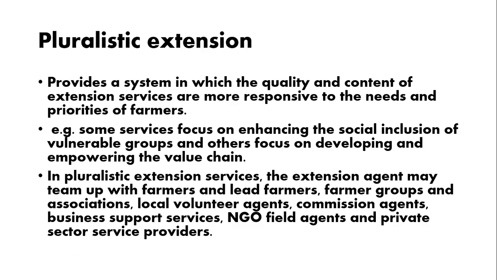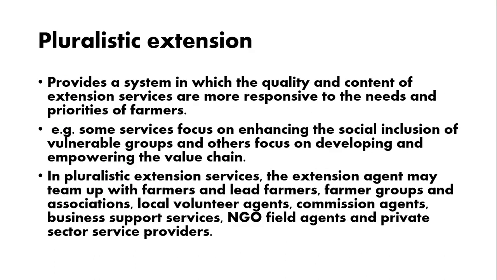Therefore, it has given good results in developing agribusiness or agripreneurship within the farming community, right? In pluralistic extension service, the extension agent may team up with farmers, leader farmers, farmer groups, associations, local volunteer agents, commission agents, business support services, NGO field agents, and the private sector. These are the people who get together, right? Public people, private people, commission agents, NGO people, all the responsible partners in the extension system are on one platform, and they identify the needs and priorities of the farmer and fulfill them. Because of this approach, we believe we can develop good entrepreneurship skills within the rural farmer.